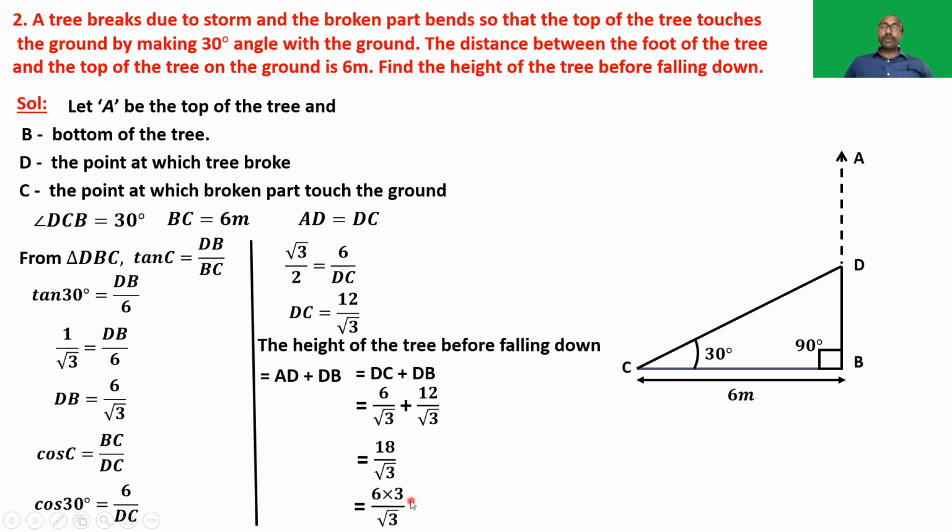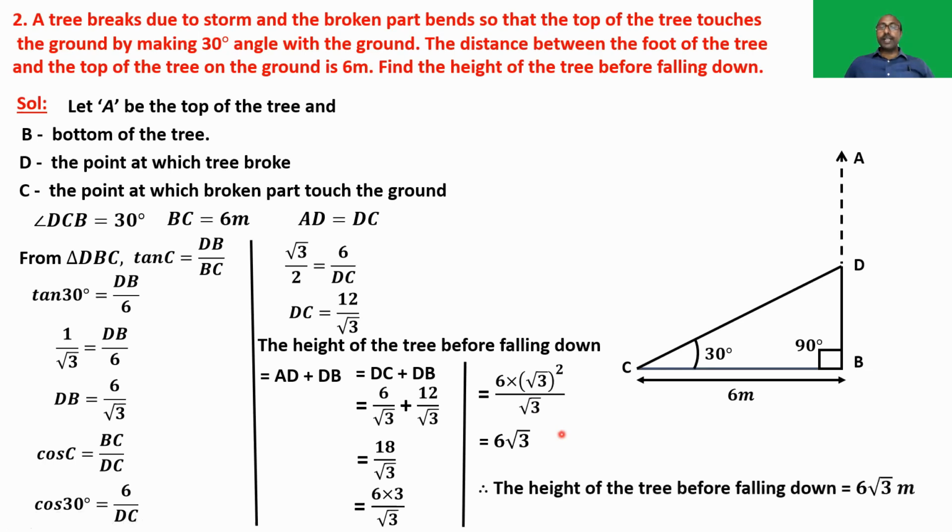Now 3 can be written as root 3 whole square. Okay. Because root 3 whole square is again equal to 3. That's why we are writing here 3 is equal to root 3 whole square. Now one root 3 will be cancelled and we remain with 6 into root 3. So therefore the height of the tree before falling down is 6 root 3 meters.